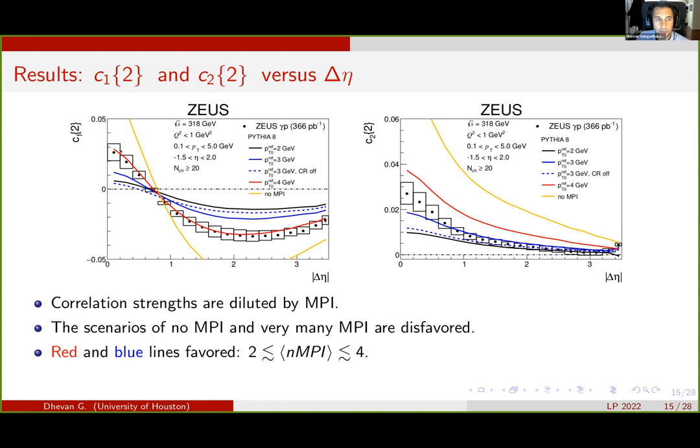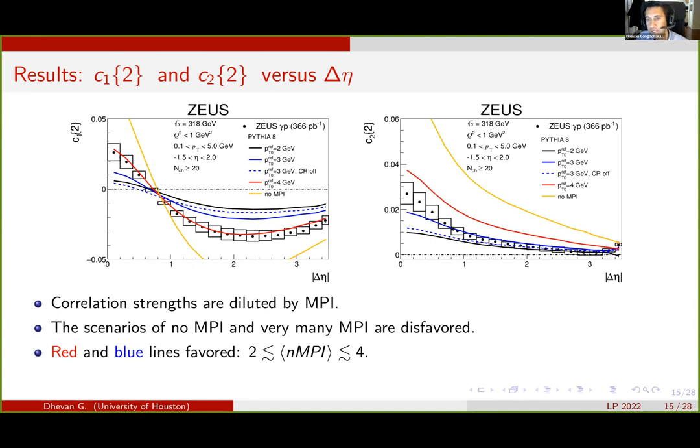Here are the results for C12, the first harmonic, and C22, the second harmonic on the right, versus the pseudorapidity separation of the pair. It's also compared to the Pythia expectations, and you can see very clearly that the very high MPI is ruled out, and the no MPI case right here is also clearly ruled out in both cases.